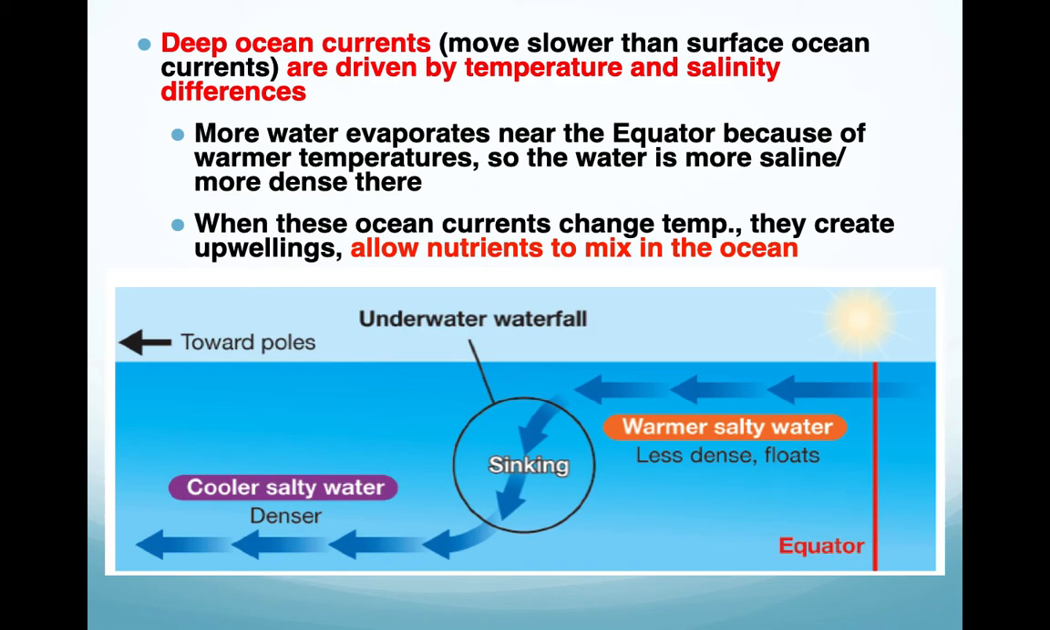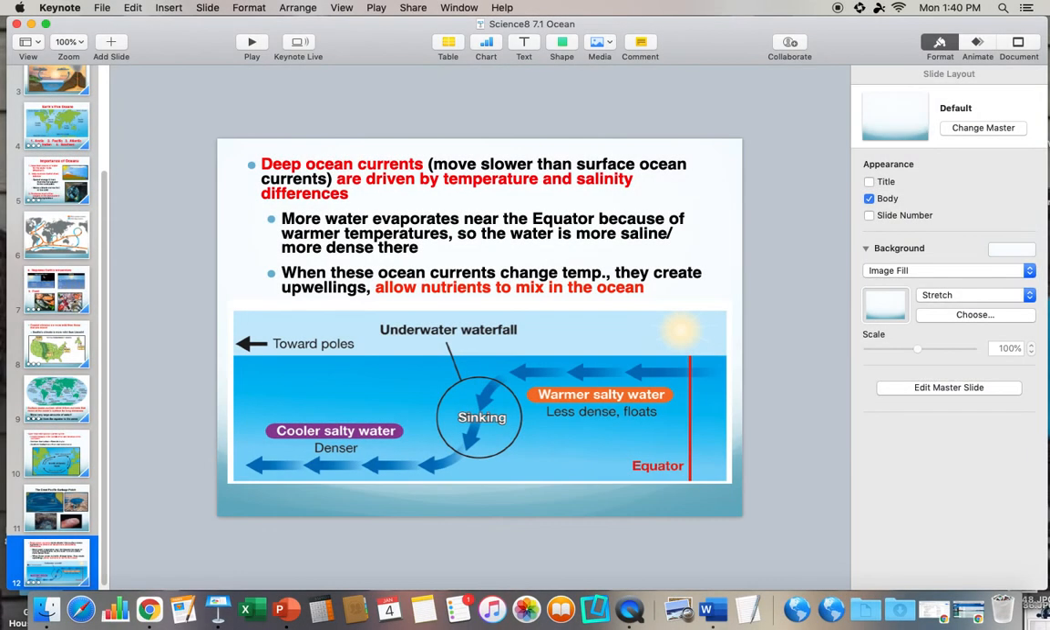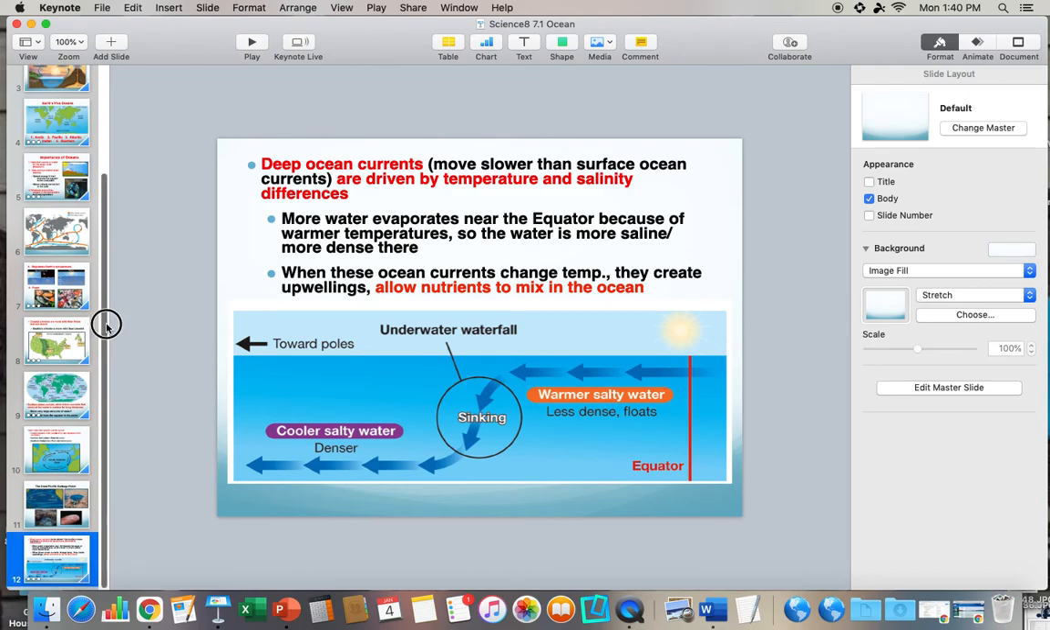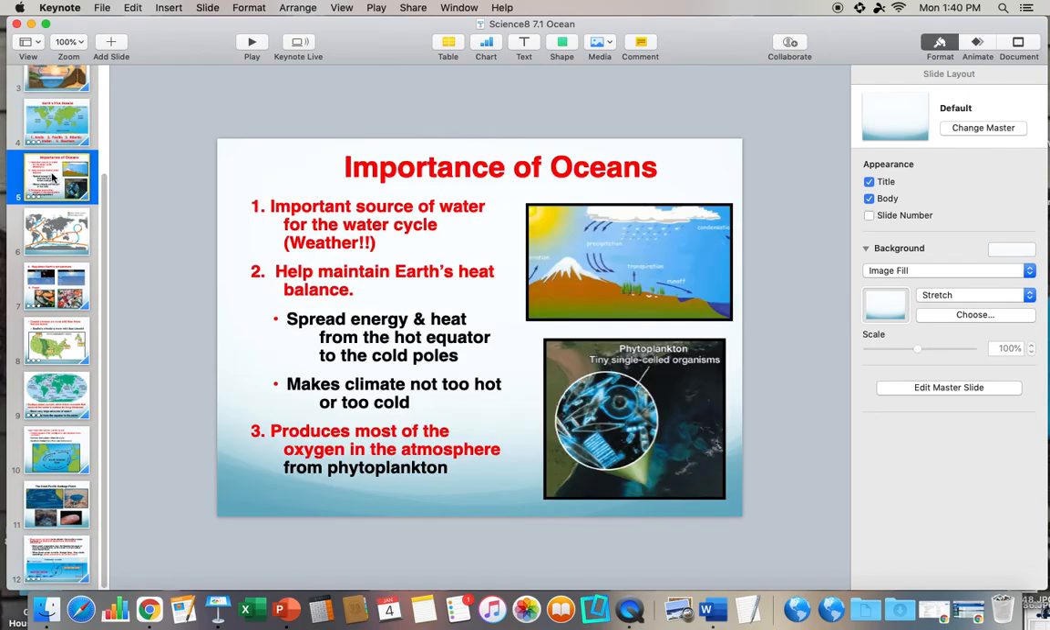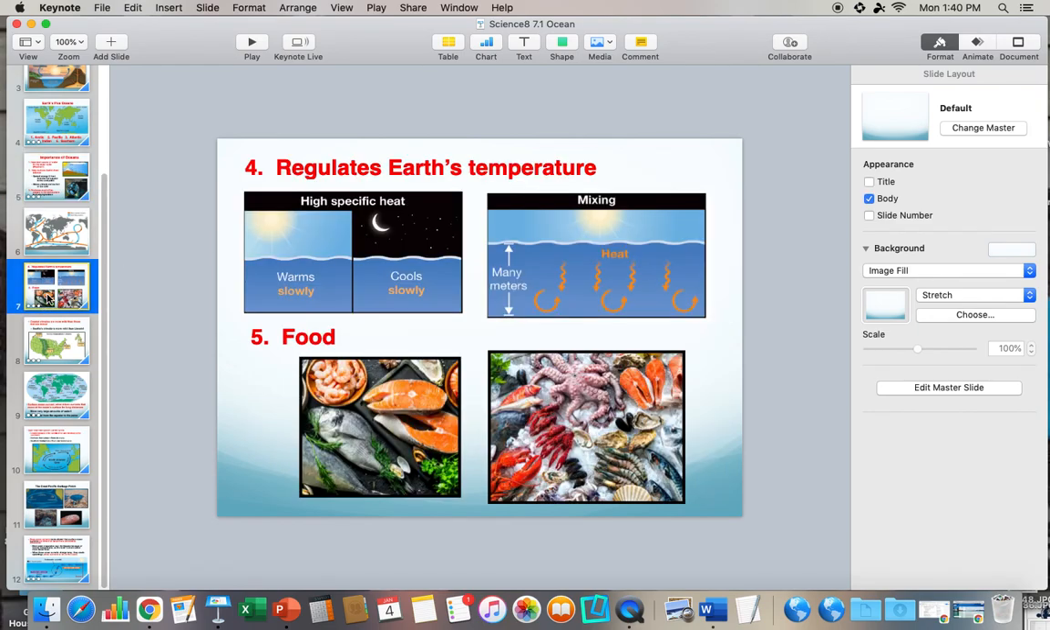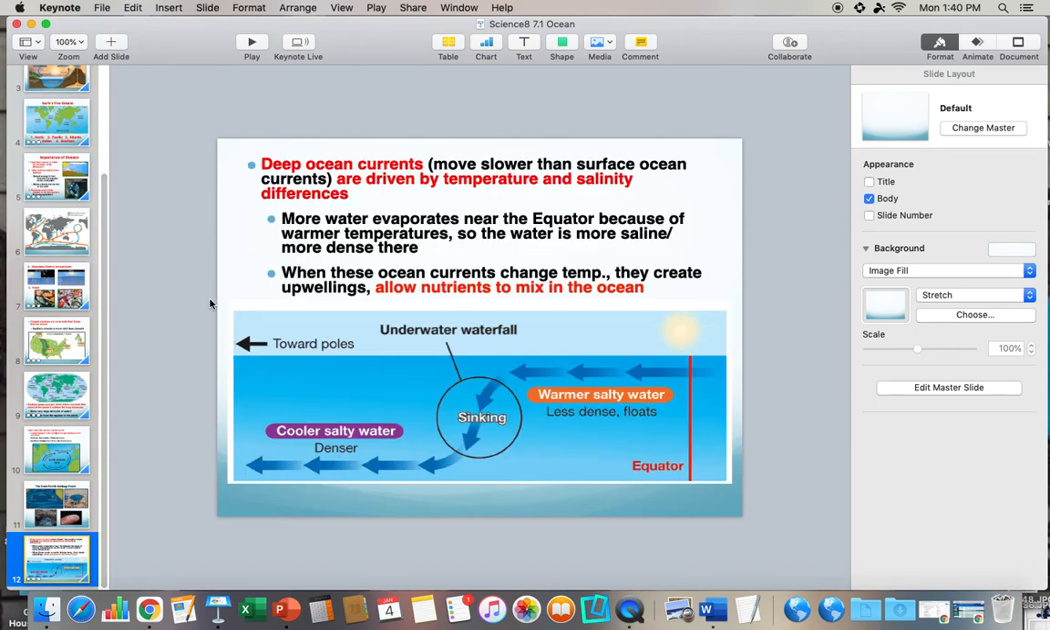Now, the great thing about these deep ocean currents, sinking and rising and sinking and rising, is they allow nutrients to mix in the ocean. All of that food that we saw earlier needs nutrients. So we need those nutrients to mix to create food for those organisms. So the ocean is very important for us on Earth here. It drives the water cycle, it maintains our heat temperature, it gives us oxygen, and it also provides food for us. It's a very important resource for us.